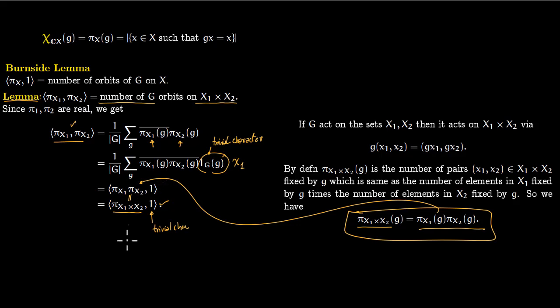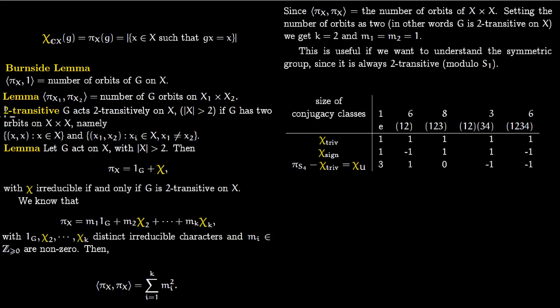That is pretty much it. So we are done with this lemma. Let us now record this two-transitive action. So we say that G acts two-transitively on this set X if the size of X is greater than 2 and G has 2 orbits on this product X times X, namely where x1 and x2 are the same, and where x1 and x2 are different. Pretty standard, either they are the same or they are different.